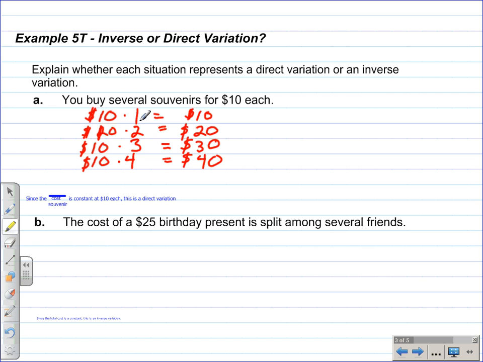But the idea here is that the $10 cost for a souvenir remains constant, and what changes is how many souvenirs you buy. So we could express that as $10 times X, when X is the number of souvenirs bought, being equal to Y. Now, if we turn that around, that gives us Y is equal to $10 times X, which is in the form Y is equal to KX, which is the direct variation equation.